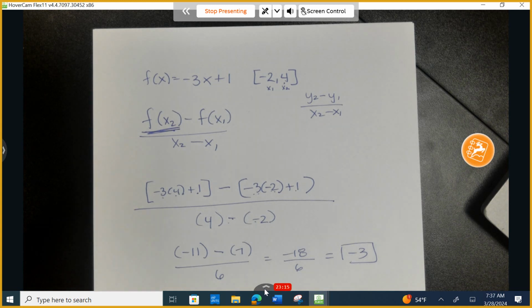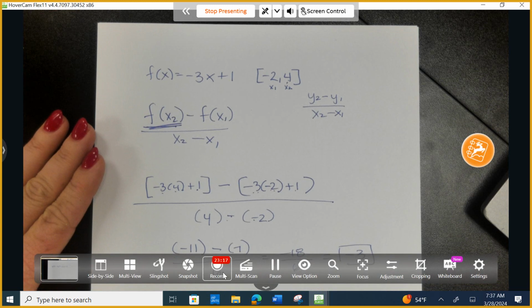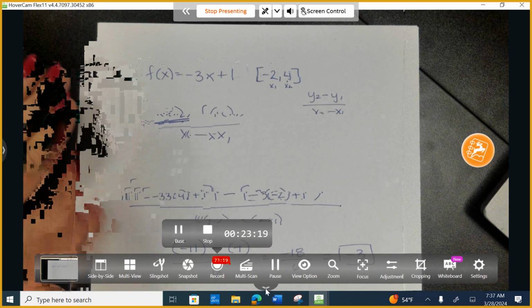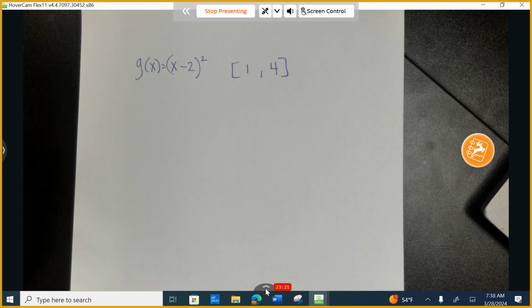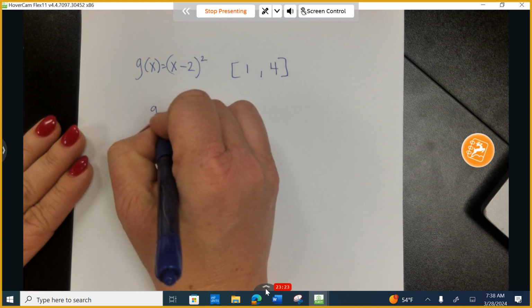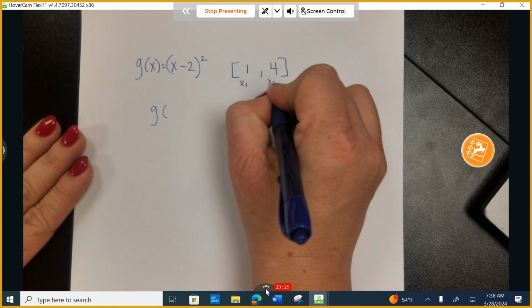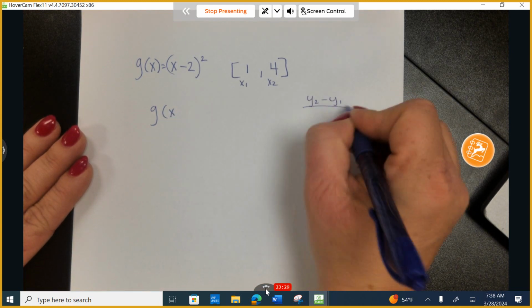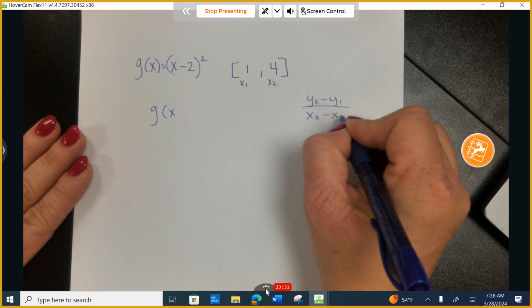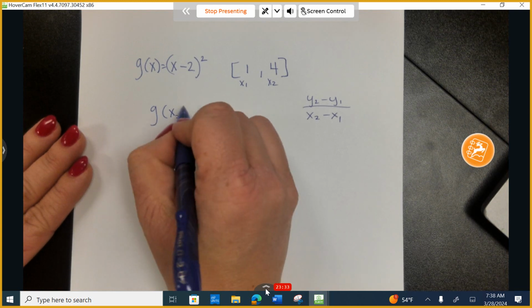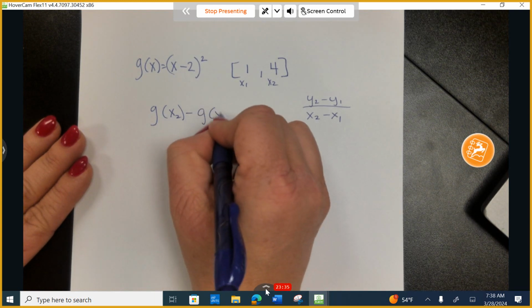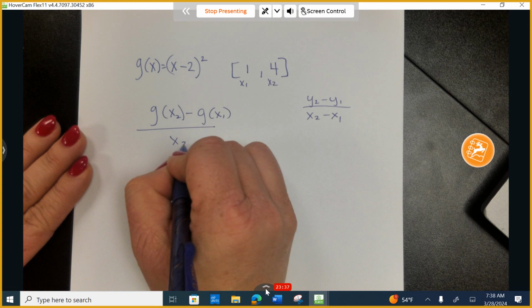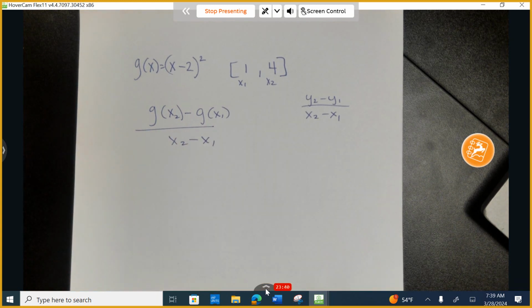But it's not always going to be that way if we're working with different functions. So how are we going to go about doing this? The exact same way we set it up before. So I'm going to write this down right away. This is my first x and my second x, and it's just like what we learned back in 8th grade, or some of you in freshman year. Rise over run. So g of x sub 2 minus g of x sub 1 divided by x sub 2 minus x sub 1. We are working with a quadratic function instead of a linear function right now.